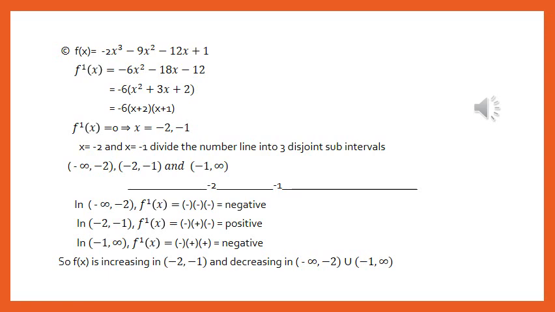Then in x plus 2, let's put x is negative 3. So negative 3 plus 2 is negative 1, sign is negative. Then x plus 1, but x is negative 3. Negative 3 plus 1, again sign is negative. So 3 negatives together, so f dash x is negative.